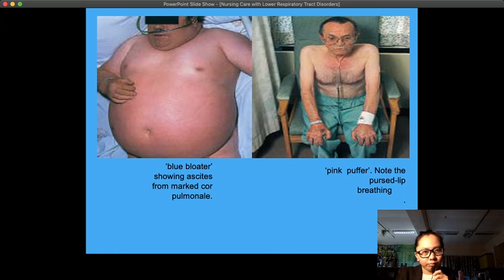So class, you have to be very good with assessment. Kasi sayang yung learning. Okay, so that is a blue bloater, showing ascites from cor pulmonale. Pag may ascites, lalaki yung tiyan, because there is a displacement of fluid in the stomach. So yan yung ascites, so blue bloater, and then pink puffer. Note the pursed lip breathing. Yung ganon.